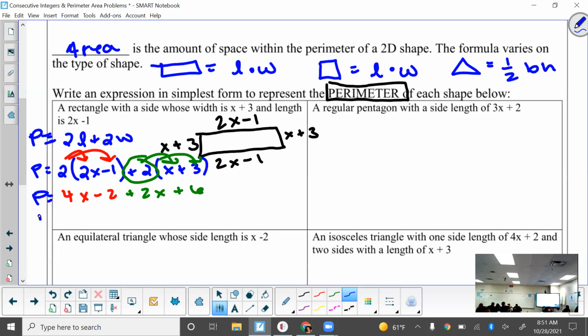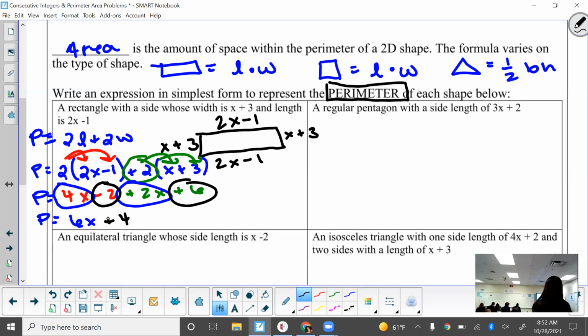Is this simplest form? What can I do to make it simplest form? And what are some like terms? 4x and 2x. And try to keep the sign that's in front of each term. So 4 plus 2 is 6x, and then combine your constants. What's negative 2 plus 6? 4. And it's positive, so put plus 4.